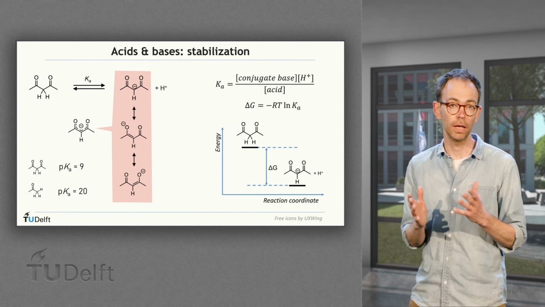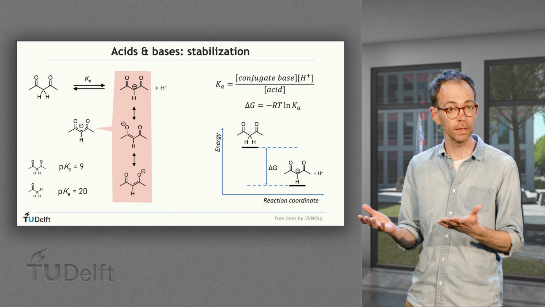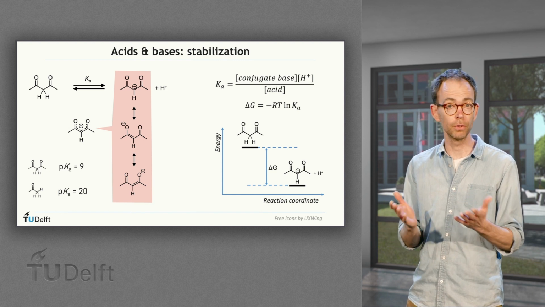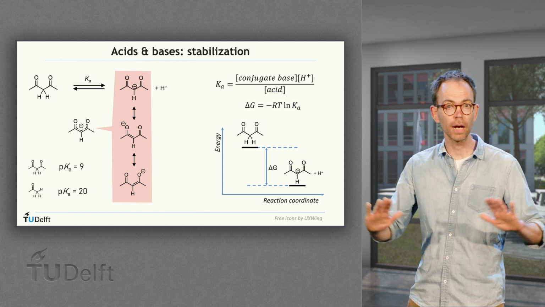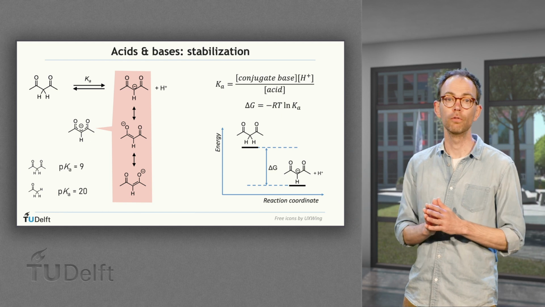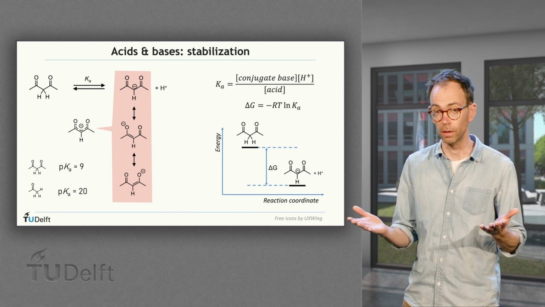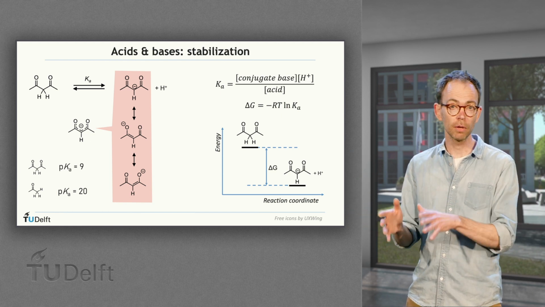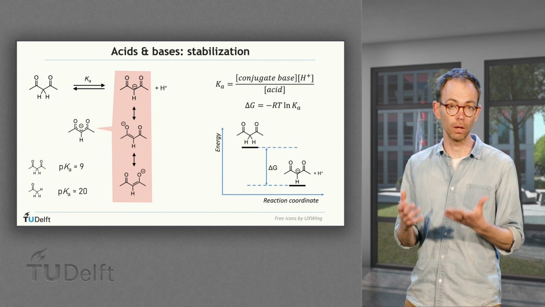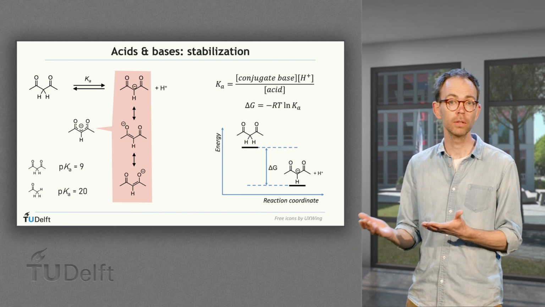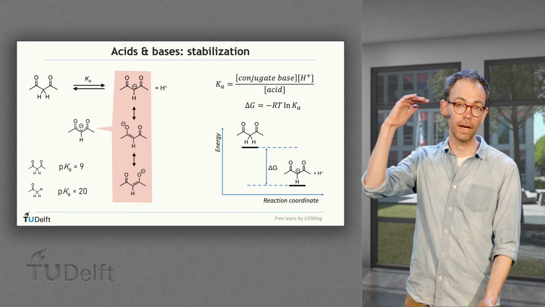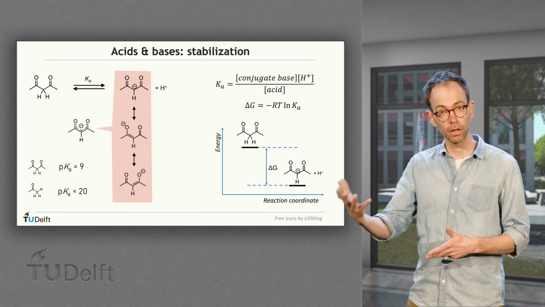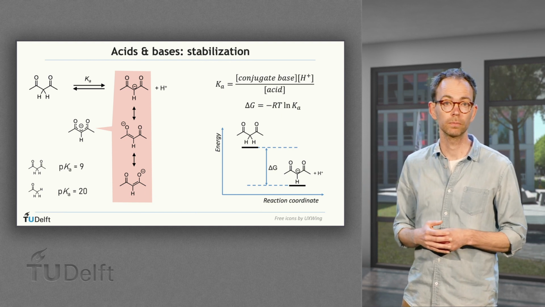We've seen that in one of the previous lectures briefly, and it leads to distribution of charge, smearing out of this charge density over a larger area, if you will. This is a stabilizing effect, so it leads to a lowering of the energy of the product, and therefore a widening of the energy gap, leading to a larger equilibrium constant.